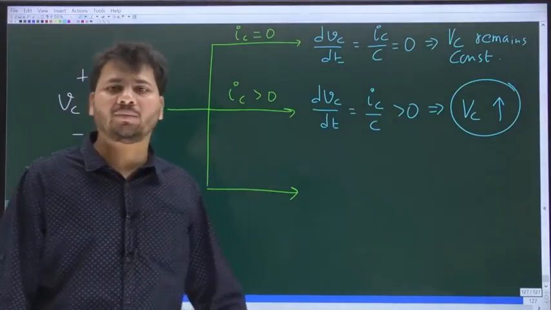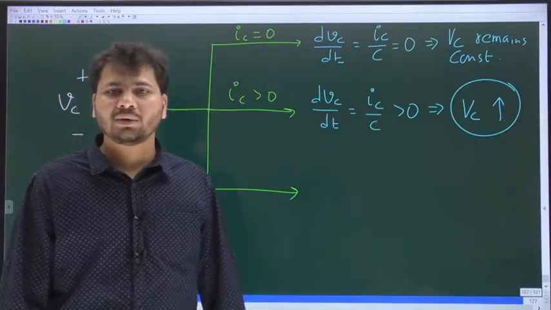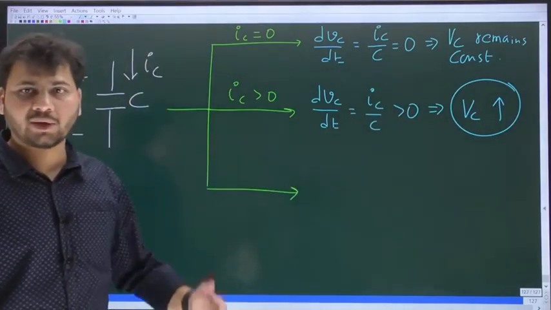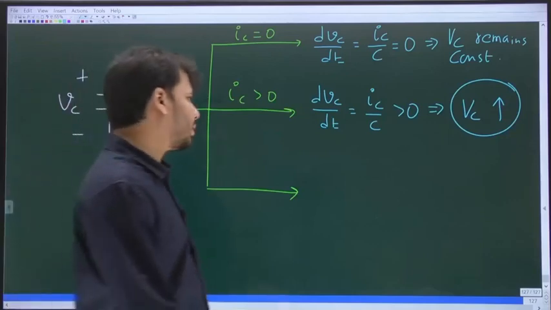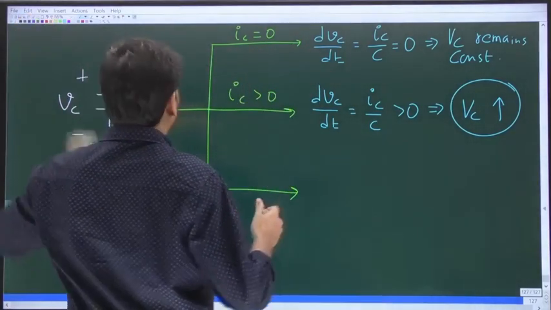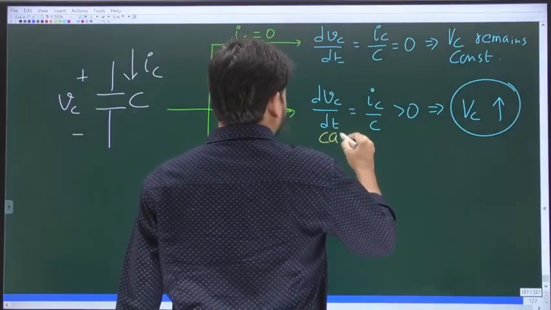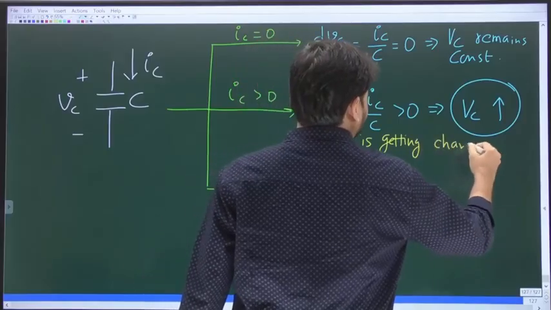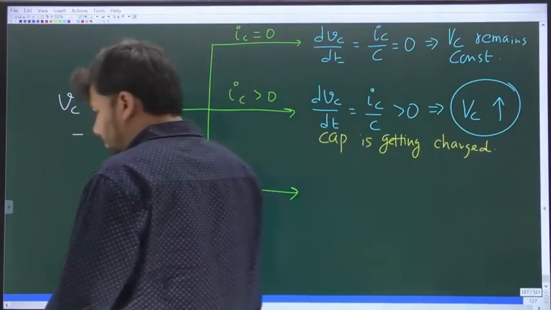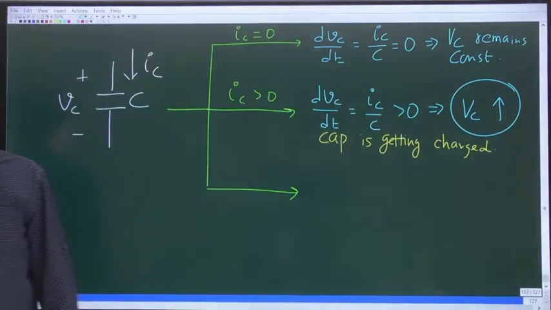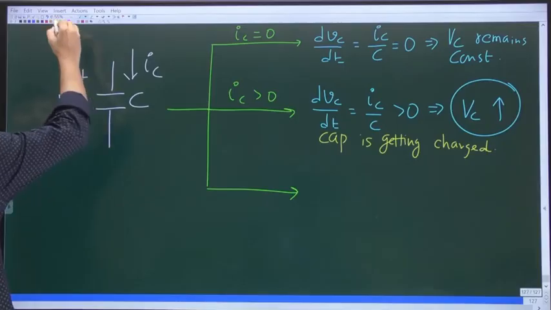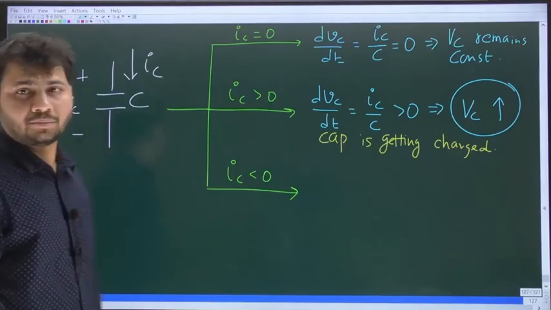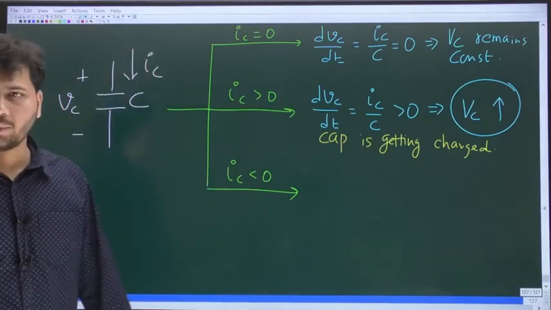So in the second case, what should we say about the cap? Is it going to get charged or discharged? Charged. Yes or no? Because Vc is increasing with time. Vc increasing is getting charged. So in the second case, we must say cap is getting charged. What is the only other possibility or only other case? The same IC can be negative.